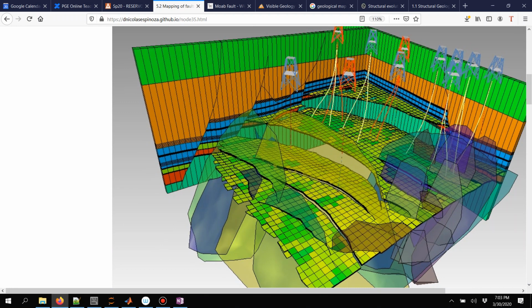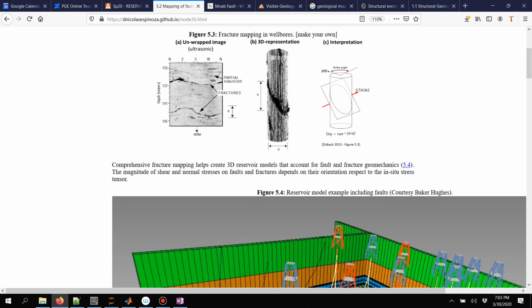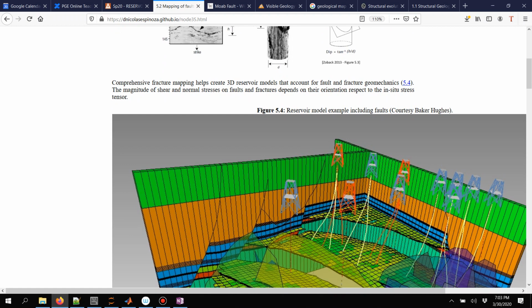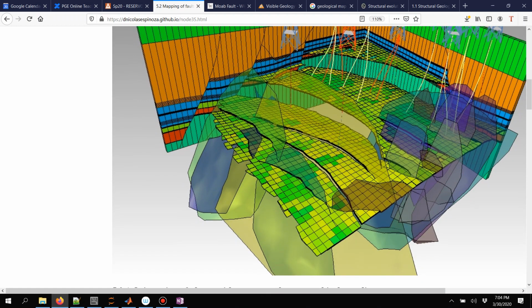But again, if you want to map faults, you either use information from wellbores, information from seismic, or the best way would be to use both and combine those in order to obtain a reservoir model, a faulted reservoir model like this one.